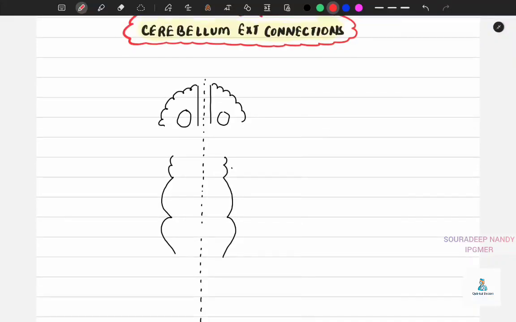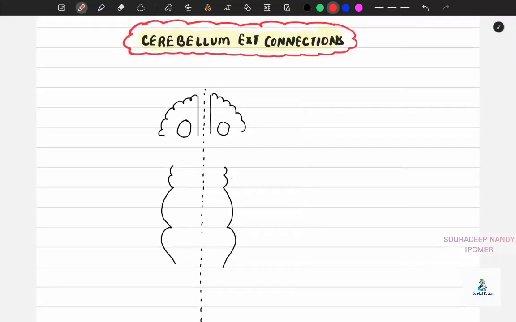Now the cerebellum has three connections with the brainstem. With the midbrain and some part of the pons, it is connected through the superior cerebellar peduncle. With the pons, it is connected via the middle cerebellar peduncle, and with the medulla it is connected via the inferior cerebellar peduncle. So the cerebellum is connected to the midbrain by the superior cerebellar peduncle, to the pons by the middle cerebellar peduncle, and to the medulla by the inferior cerebellar peduncle.